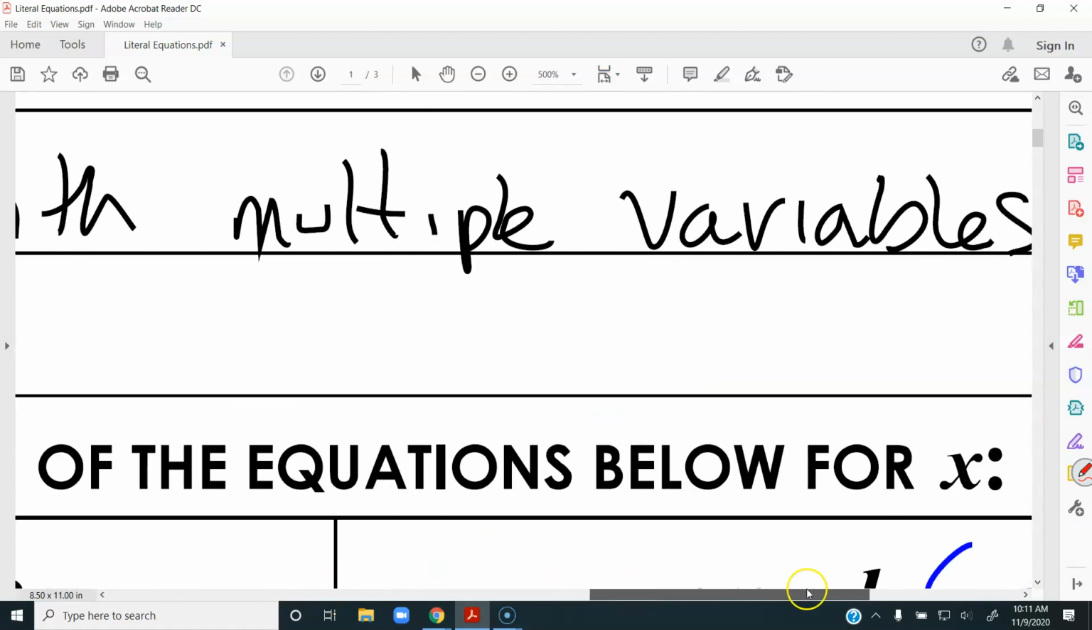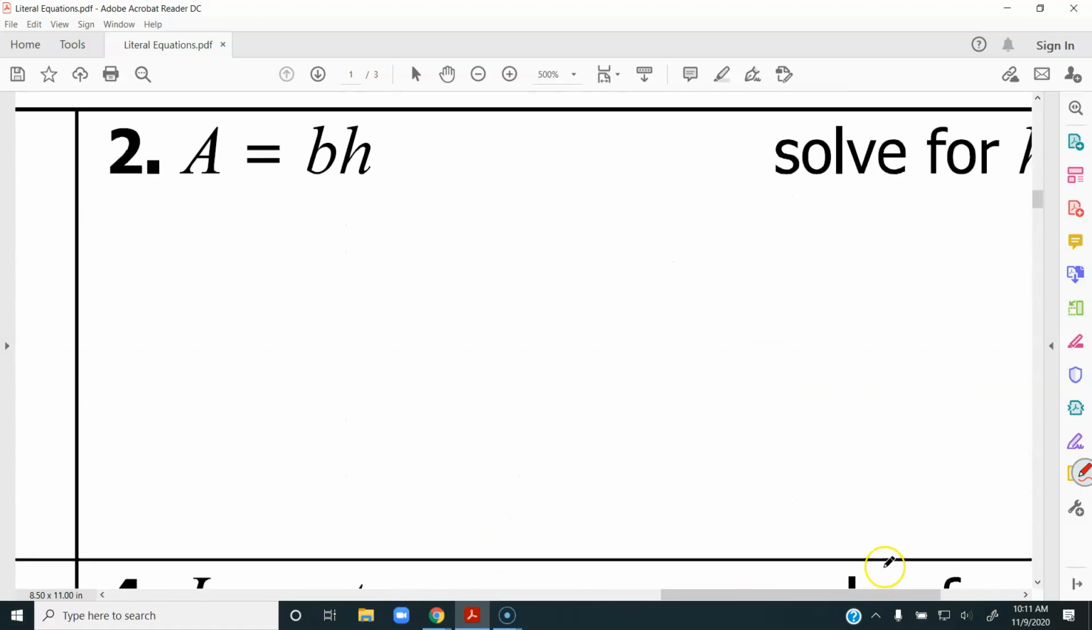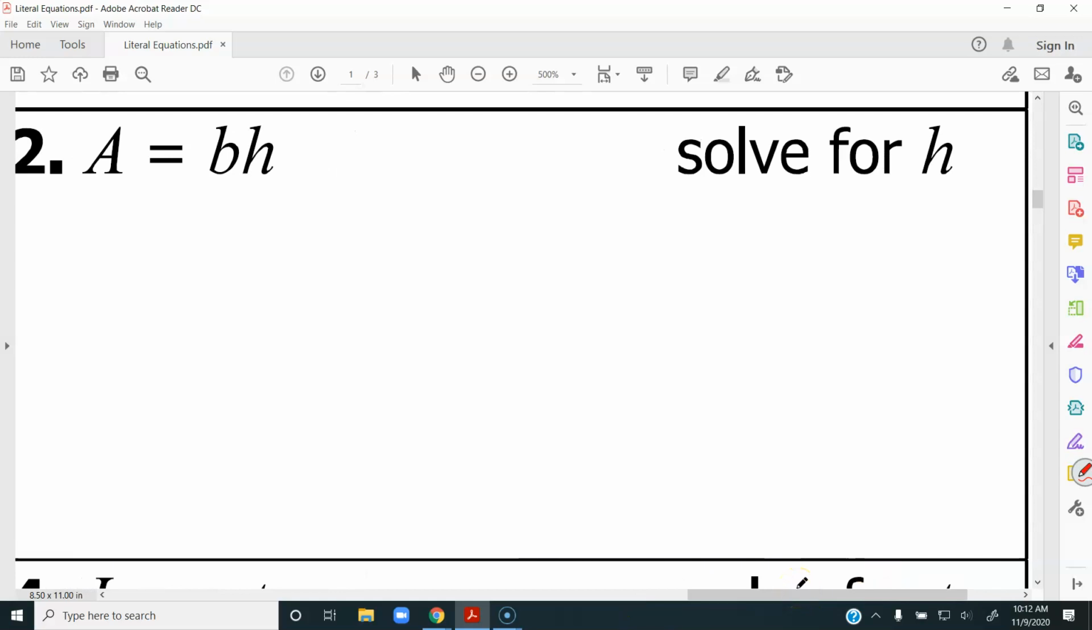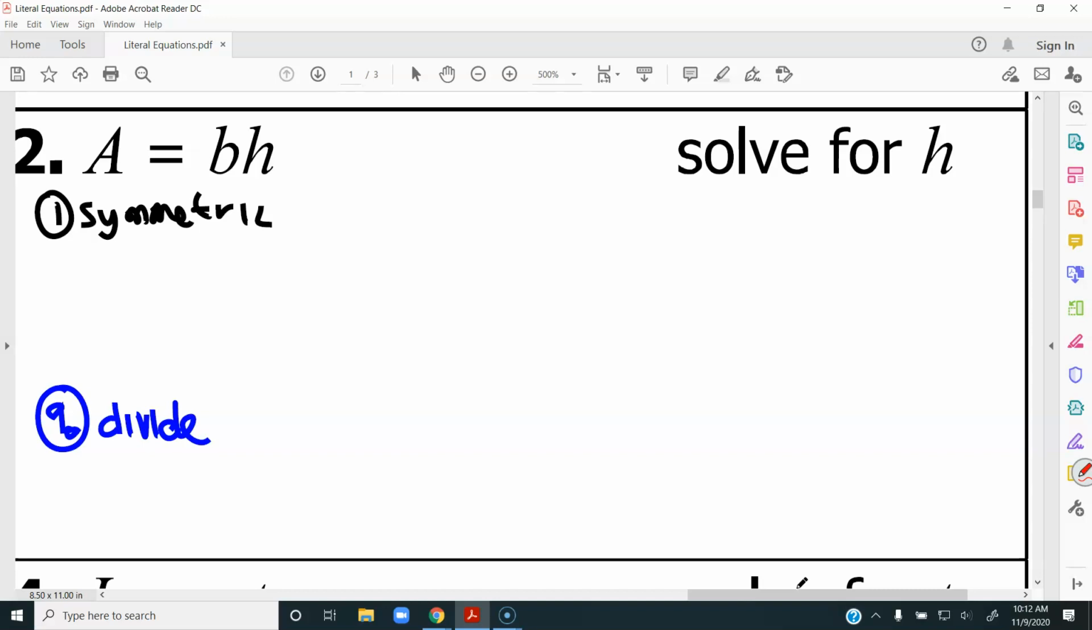All right, so number 2, what I've told a lot of you guys in class was to go ahead and label your steps. So here, we're going to label the symmetric property. And then the second step is going to be that we divide by the coefficient. And I'll just write divide. The symmetric property just simply means that we flip this around.